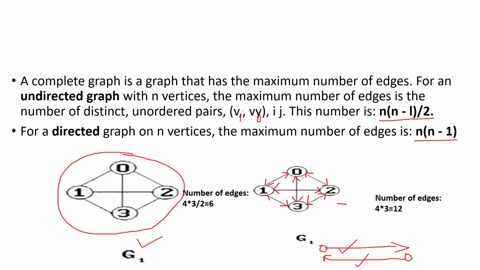In this case, all these are unique edges: 0 to 1, 1 to 0, 1 to 2, 2 to 1, 0 to 3, 3 to 0, 0 to 2, 2 to 0, 2 to 3, 3 to 2, 3 to 1, 1 to 3. The number of vertices is 4, 4 into 3 is 12. You can see there are 12 edges. So n into n minus 1 in case of a completely connected directed graph, and n into n minus 1 divided by 2 in case of a completely connected undirected graph.